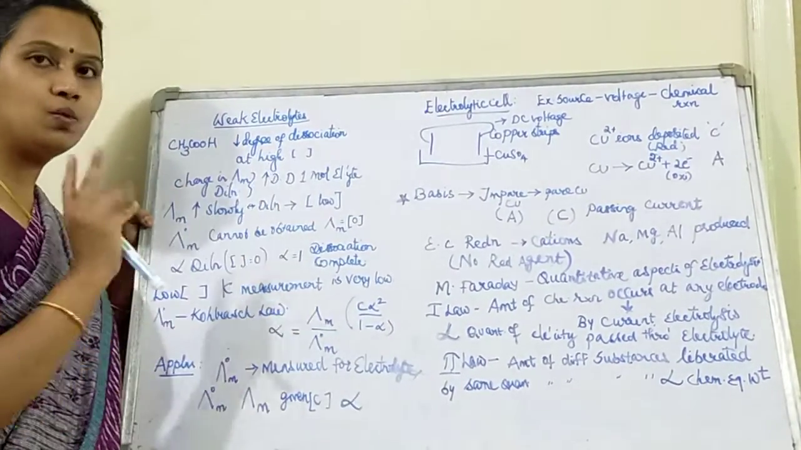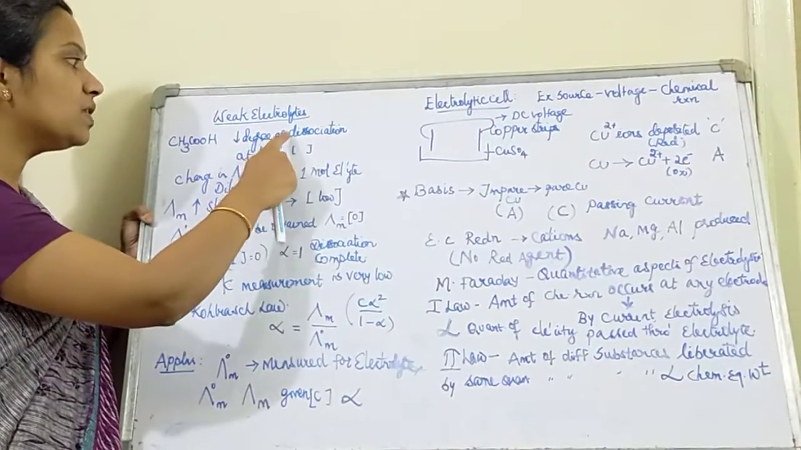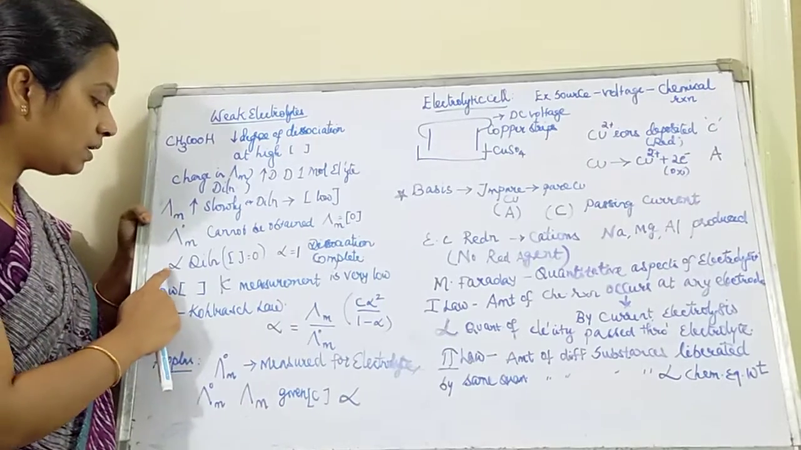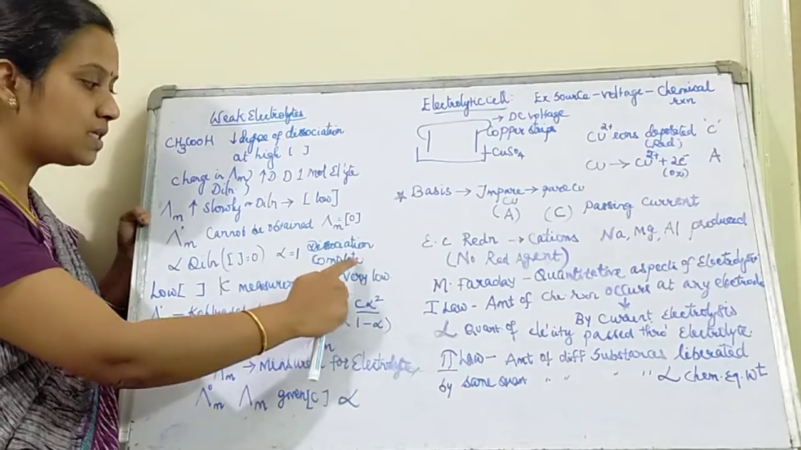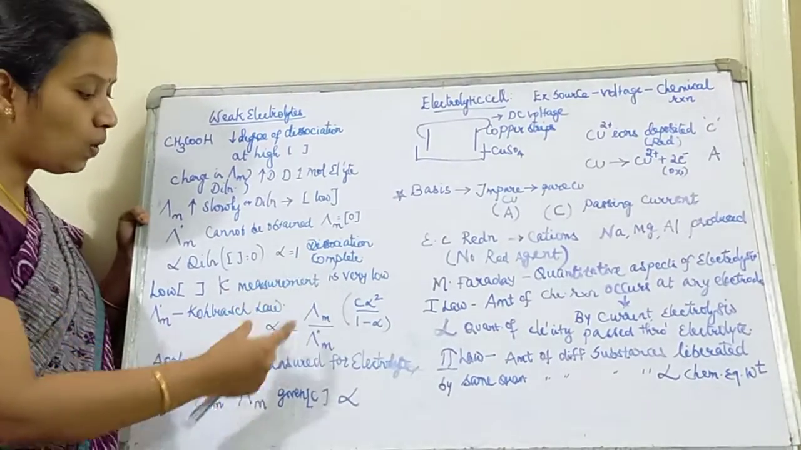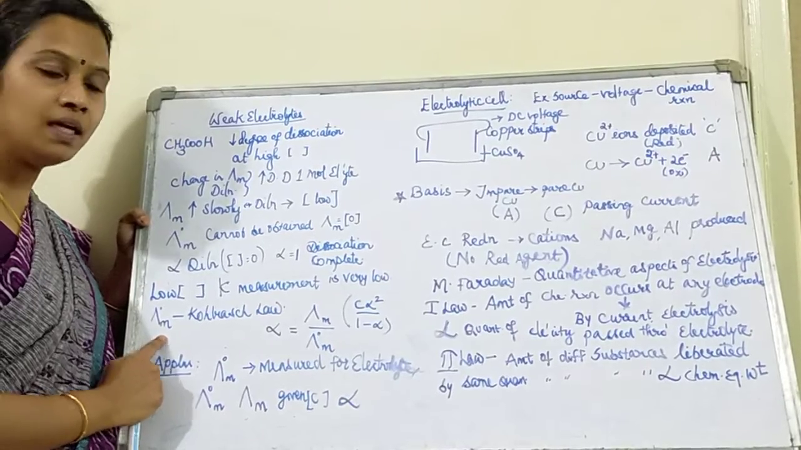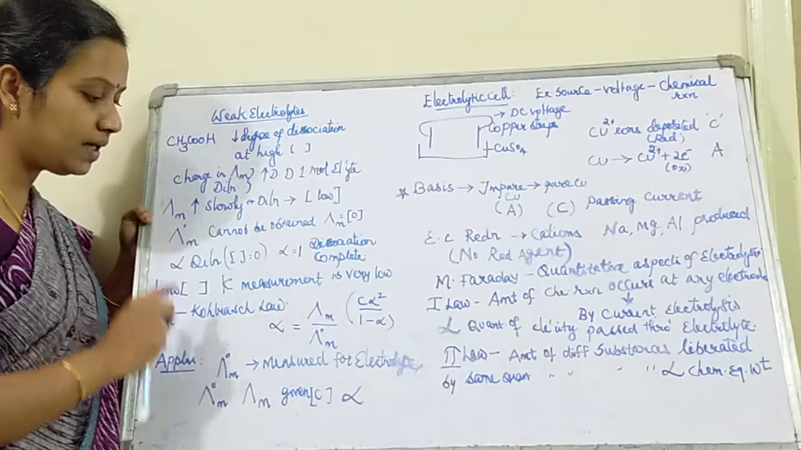So we are done with weak electrolytes. What happens in weak electrolytes? The degree of dissociation is less at high concentration, and there is one condition: at infinite dilution, the concentration is 0, dissociation is complete, and alpha will be 1. What is the final Kohlrausch equation to determine your limiting molar conductivity? This equation relates your molar conductivity with the limiting molar conductivity.